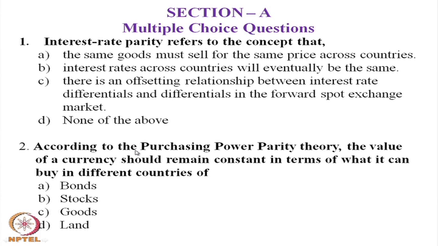Multiple choice question number 1: Interest rate parity refers to the concept that A, the same good must sell for the same price across countries. B, interest rates across countries will eventually be the same. C, there is an offsetting relationship between the interest rate differential and the differential in the forward and spot exchange rate. D, none of the above. You indicate the answer and keep it with you.